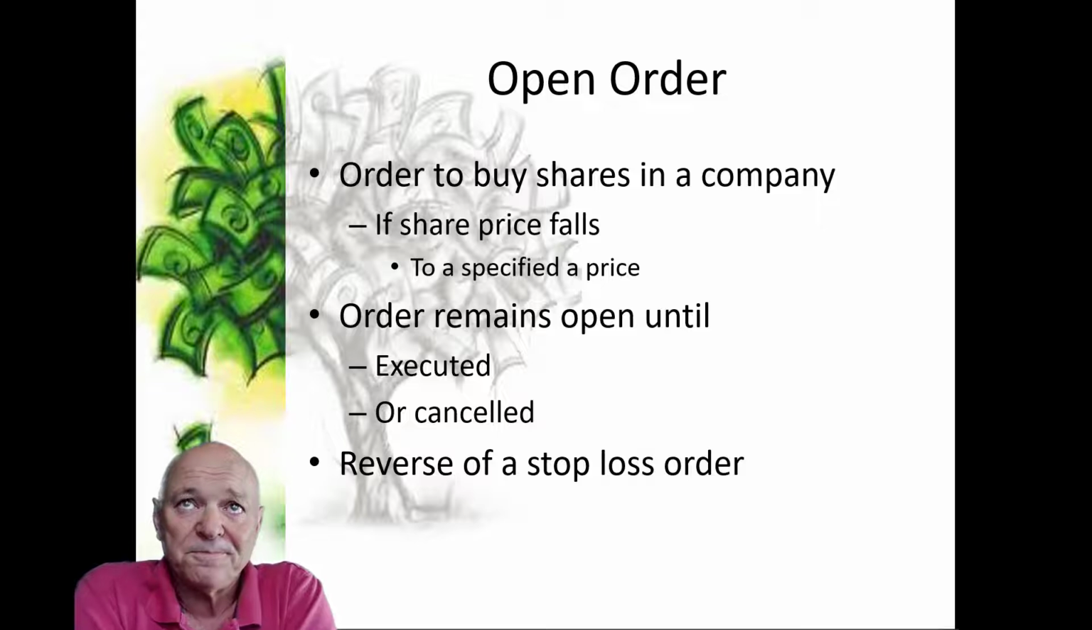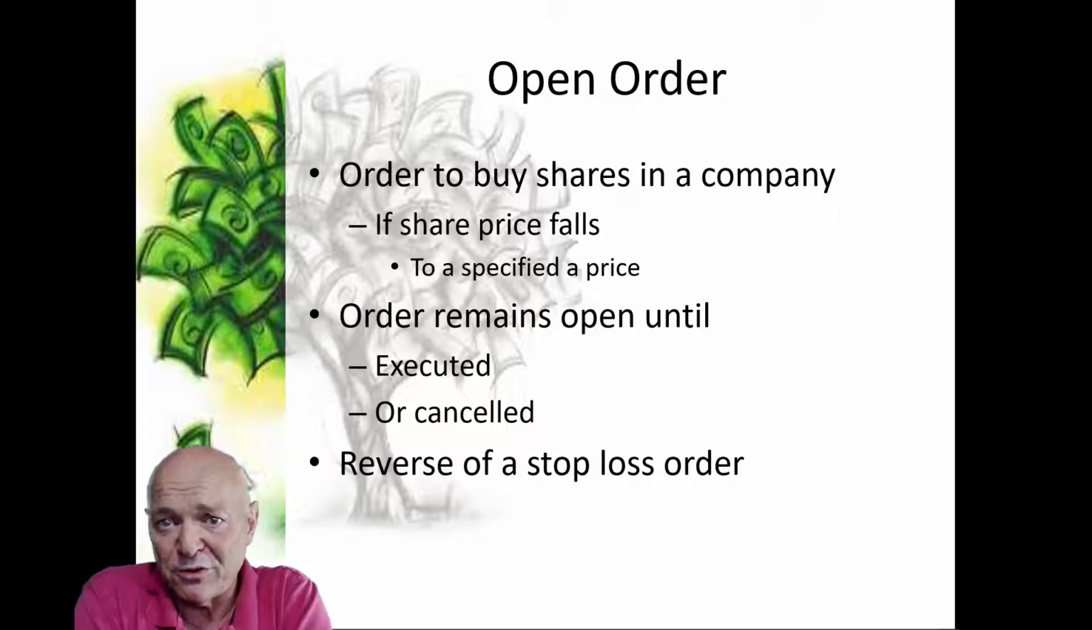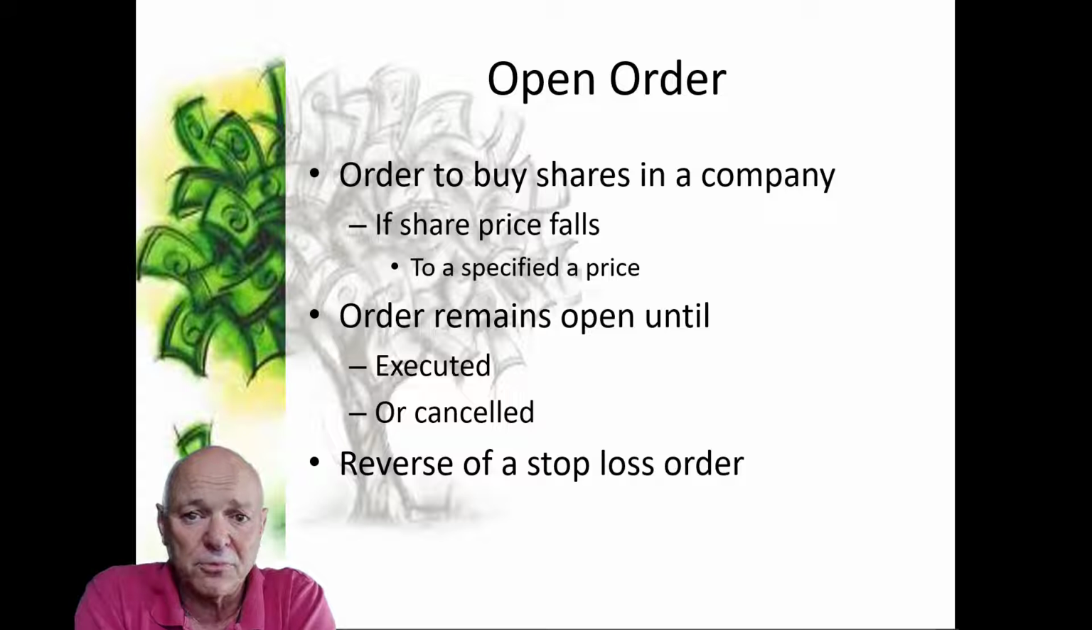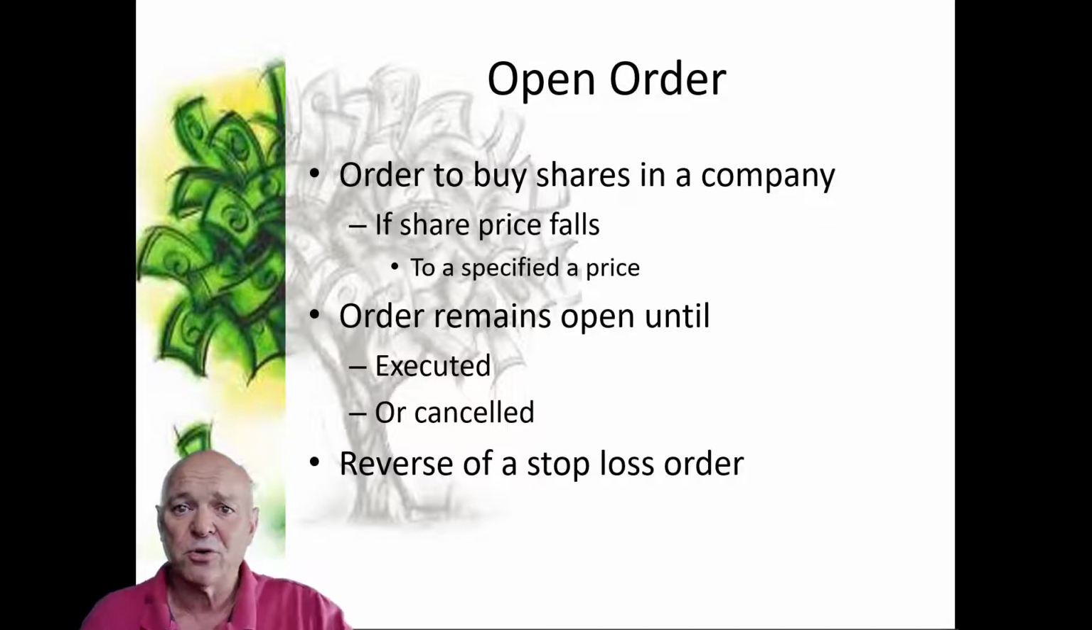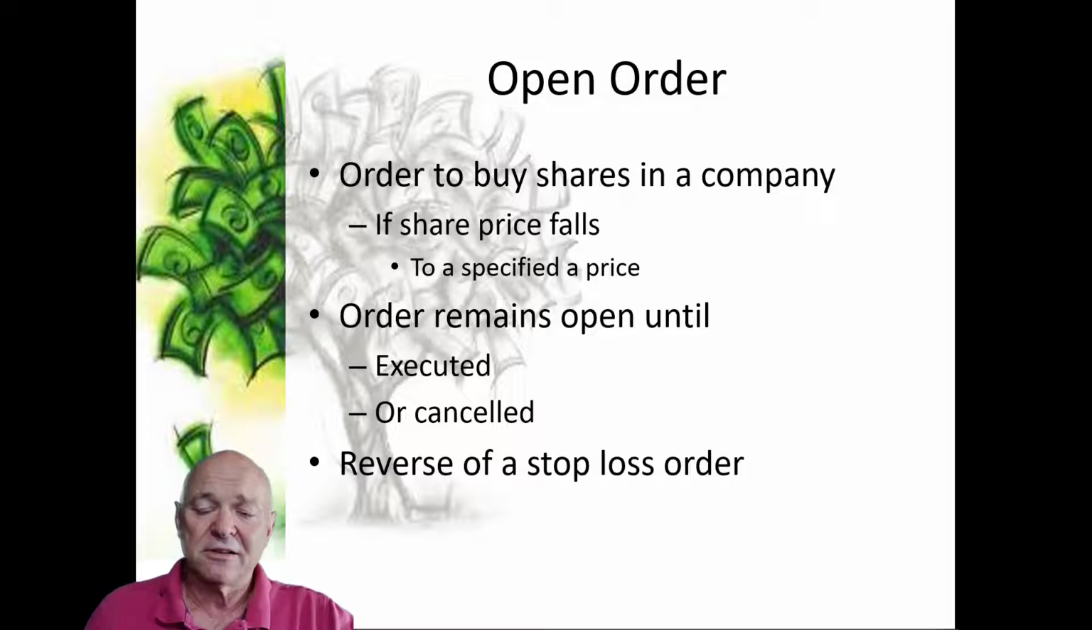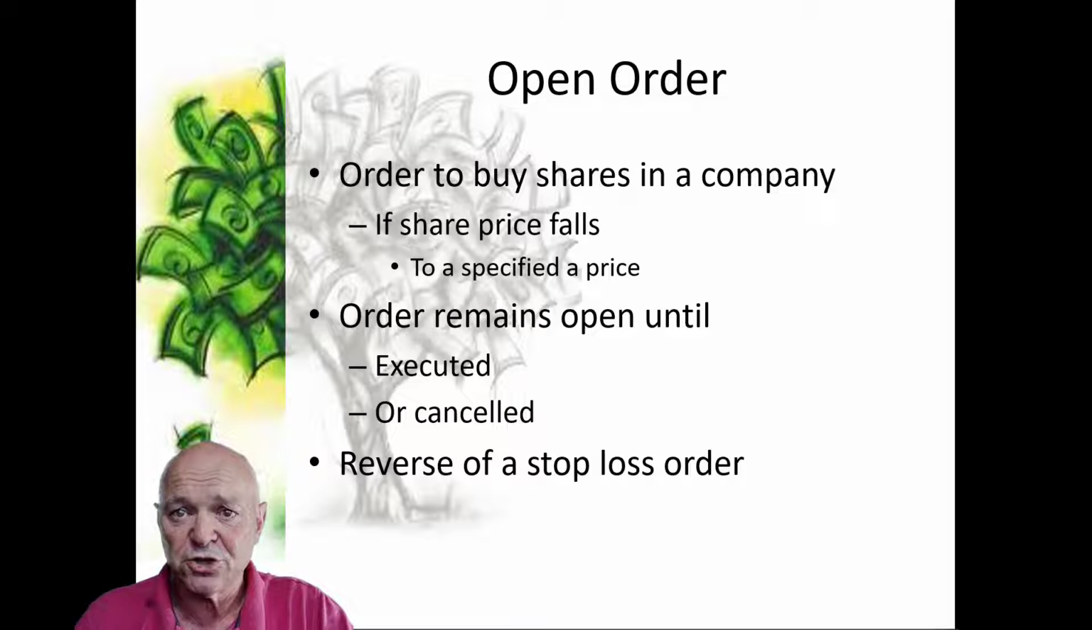An open order essentially says that we're going to make an order that will only be executed if the share price falls below a certain level. So if the current price is 100, I can make an order to buy at 90, and if the price falls to that level during the current trading session or until a specified point in time, the order will be executed.